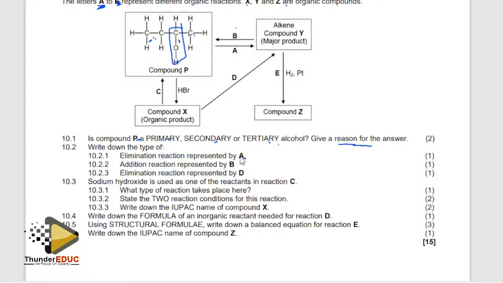Is this reaction elimination? Okay, from here to alkene. You see, you are going from the alcohol to a double bond. Automatically, you have eliminated. You understand? Elimination reaction A: write down the type of A. Oh, they're asking you to write down the type of elimination reaction.